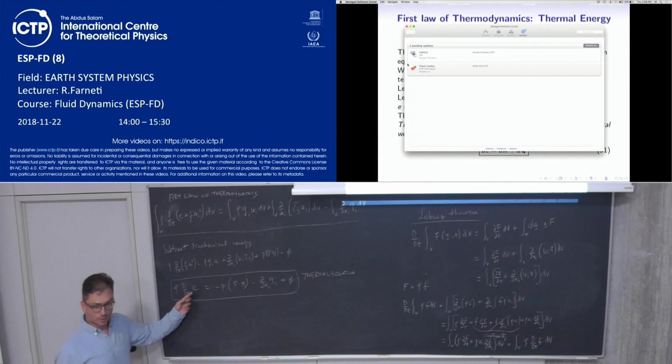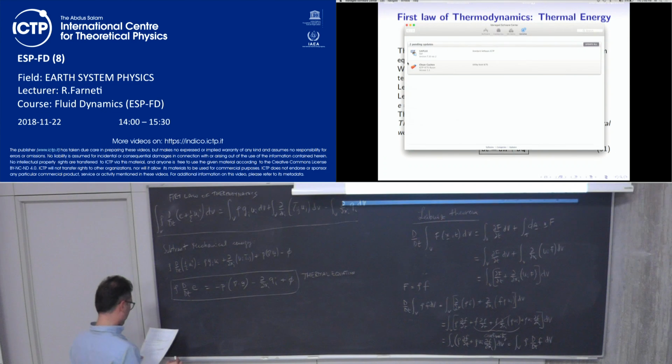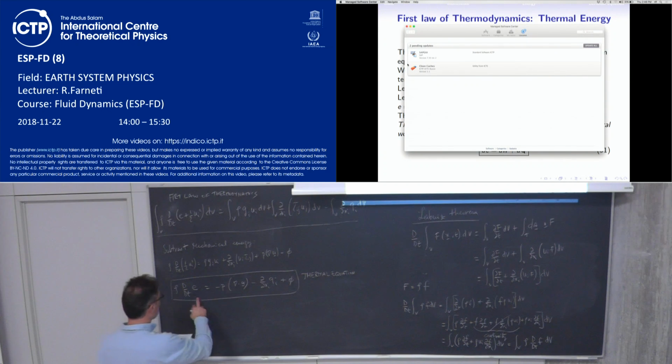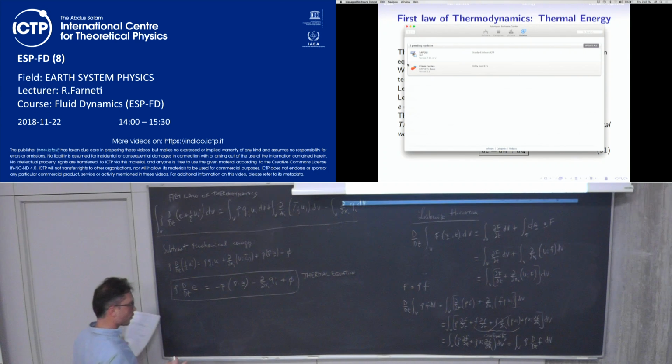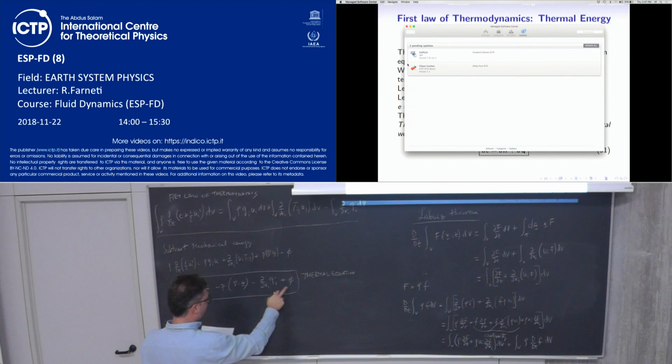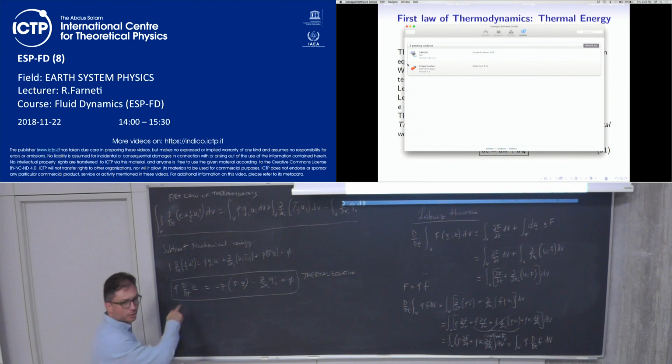So basically it's saying that your internal energy increases if there is a convergence, or compression. So divergence is negative, so this is a plus. So your internal energy increases if there's a convergence or volume compression. And then if there is viscous dissipation, then your internal energy increases.